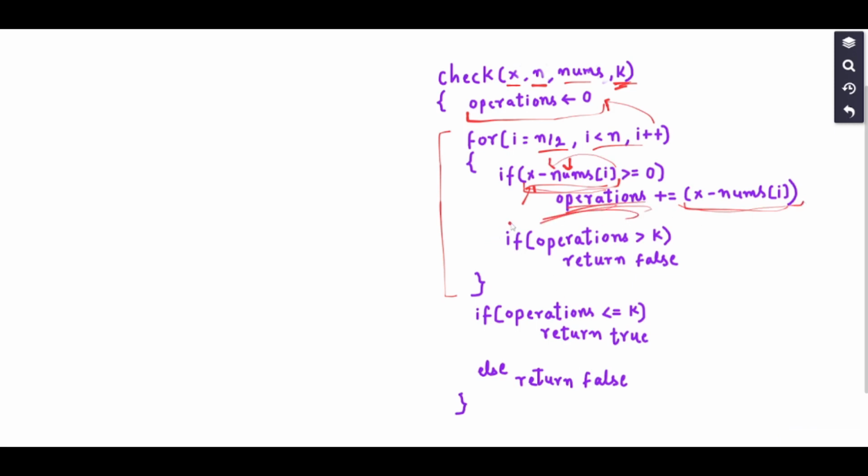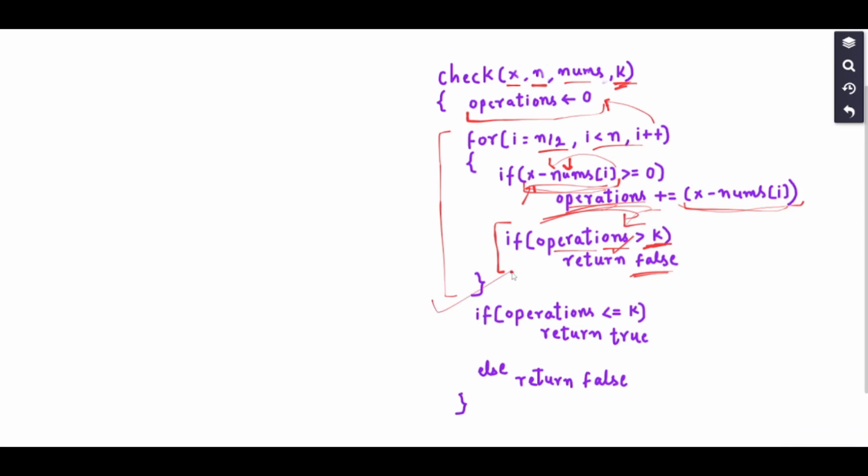Now this is basically a little optimization where I'm simply checking if, at any particular element while iterating over this array, the operations exceed the number of operations which we are allowed to perform. If they exceed that, then I return false right from here, because there is no use to traverse over the rest of the elements. The operations have already exceeded k.